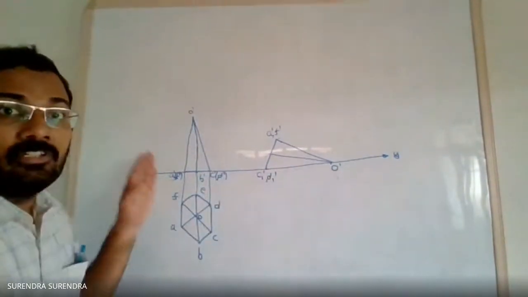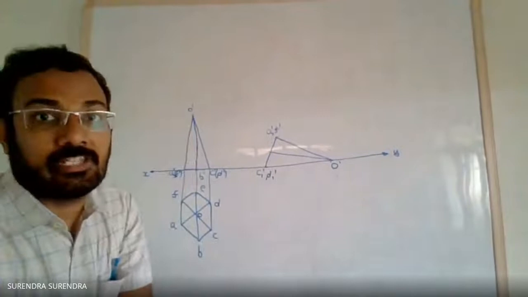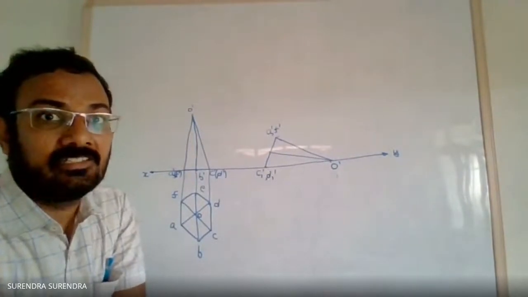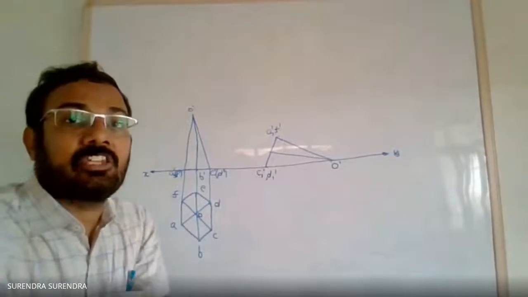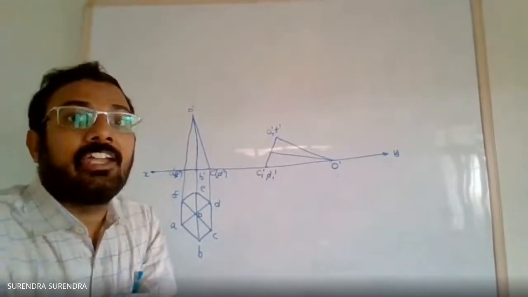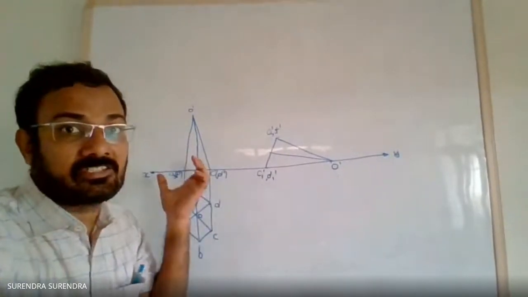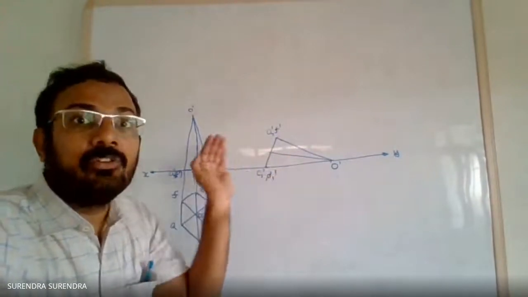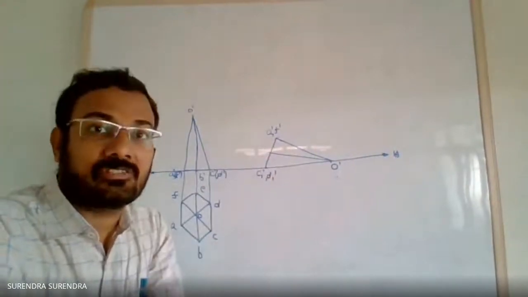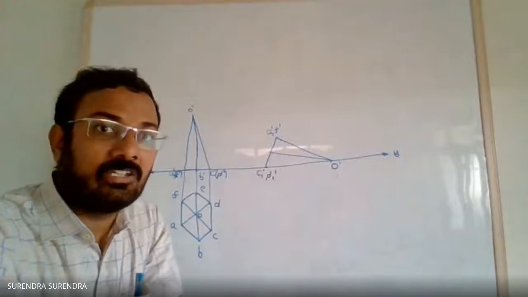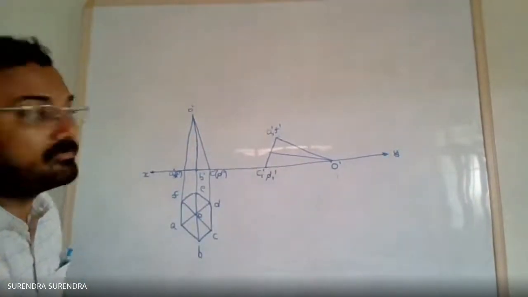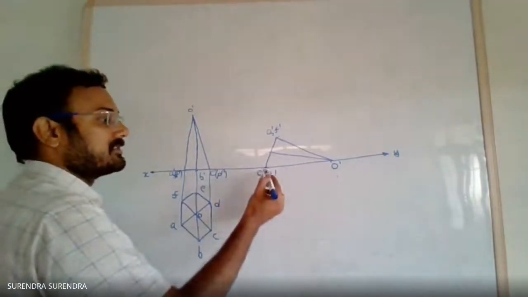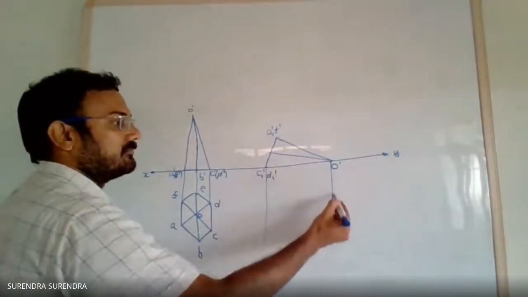So be careful. These two must have the same shape and size. The only variation is the orientation. Here it is in standing position, and in the second view it is resting on one of its triangular faces on the ground. So after completing the second front view, draw the projections to the top view.